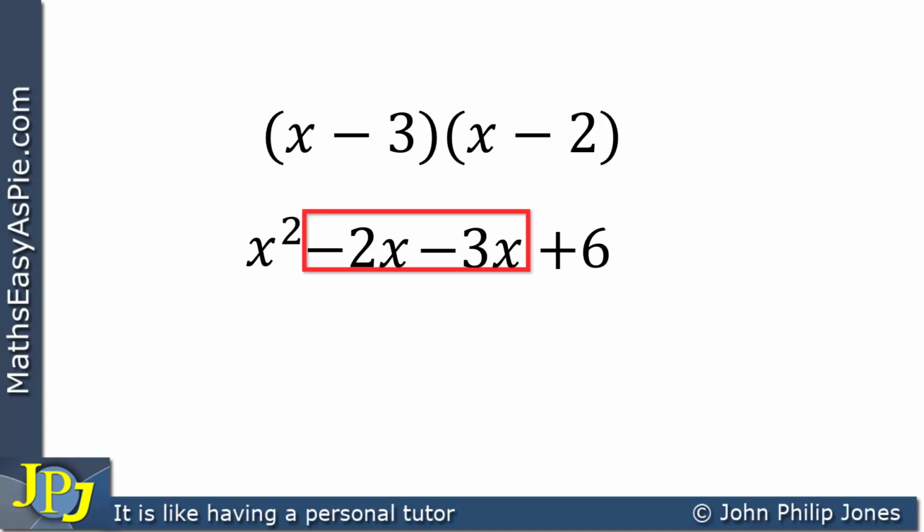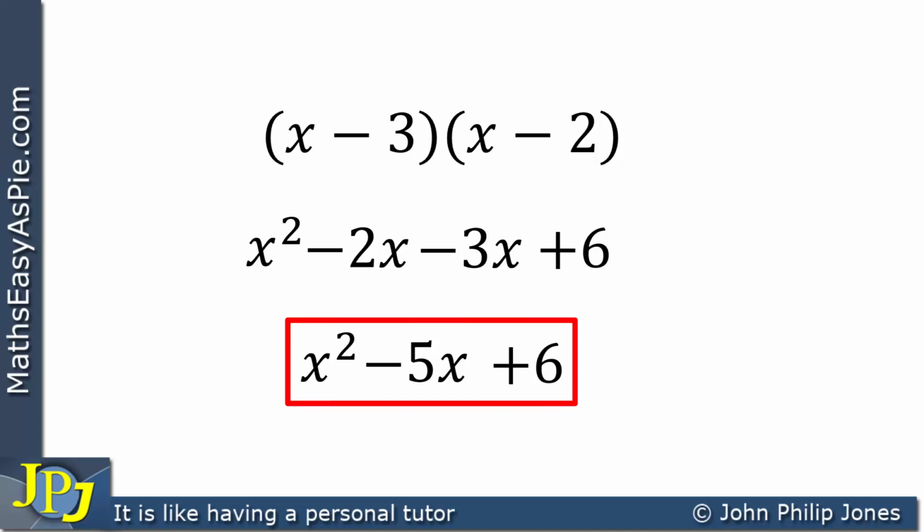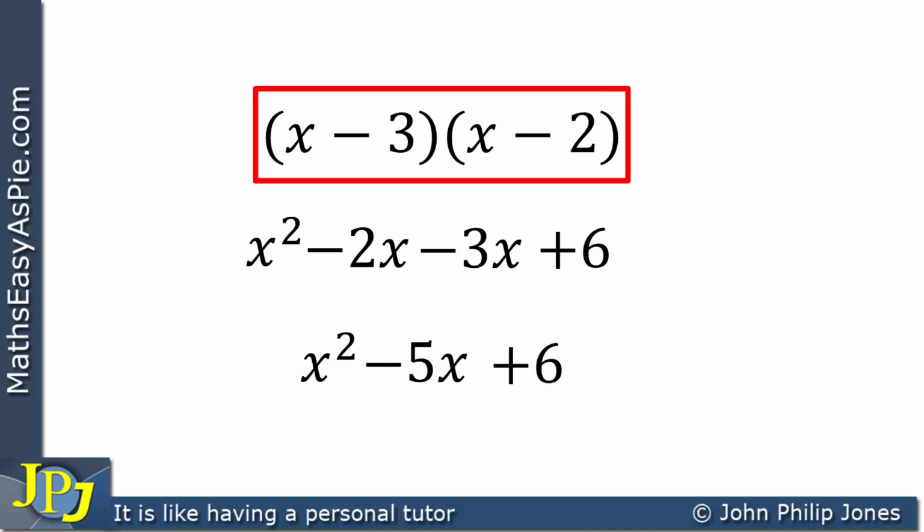You then turn your attention to the like terms, which is minus 2x minus 3x, and of course that will give you minus 5x. It is now a case of bringing down the x squared and the plus 6, as you can see. So this is the expansion of these brackets.